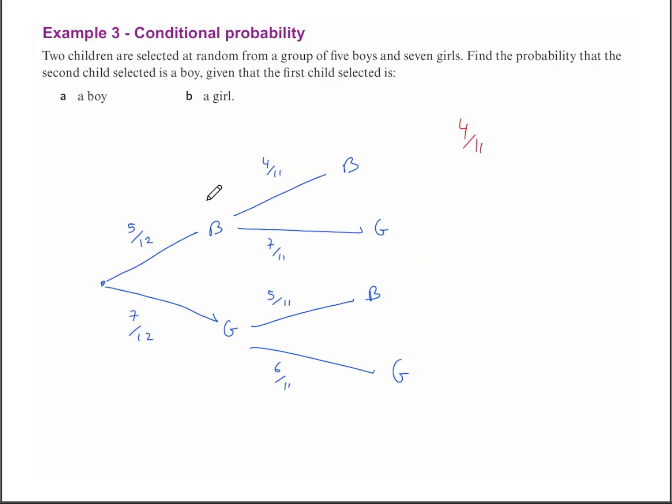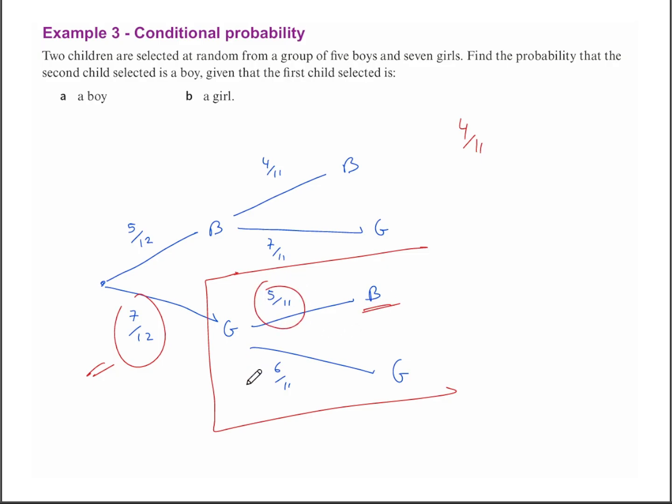We do a similar thing for the second part. We are already given that the first child is a girl. Therefore, we are not going through this stage. We are already at this stage here. Now, once we're already here, what's the probability that the second child is a boy? The probability there will be 5 over 11. So that's going to be our answer here.